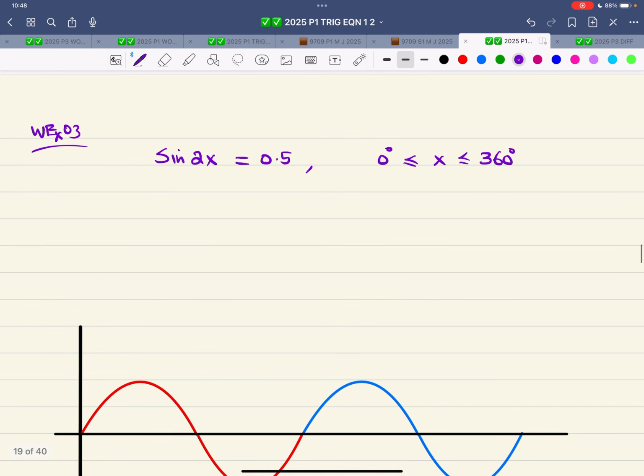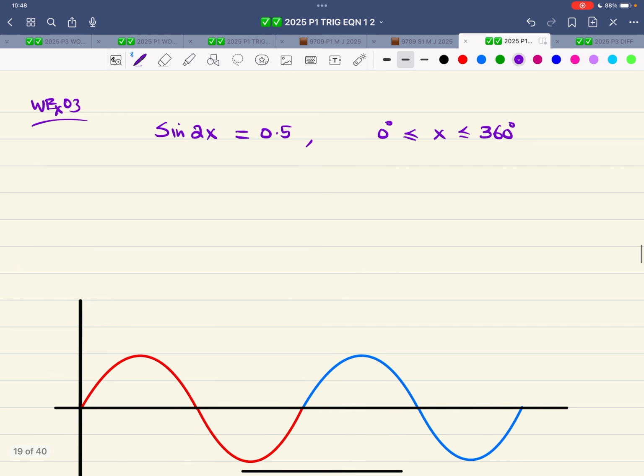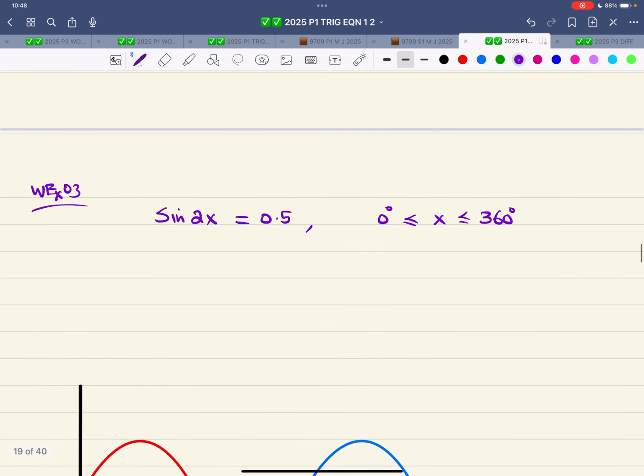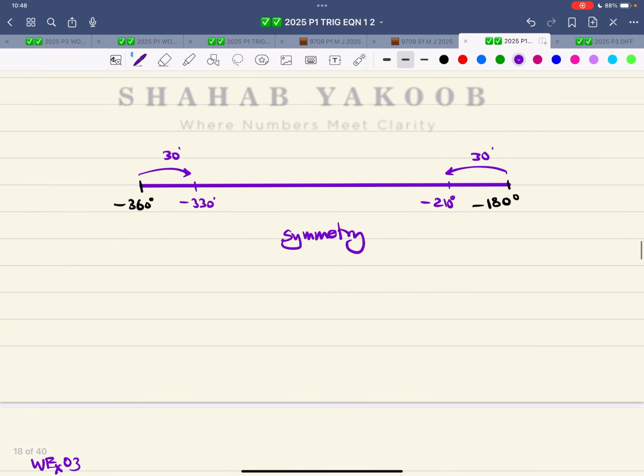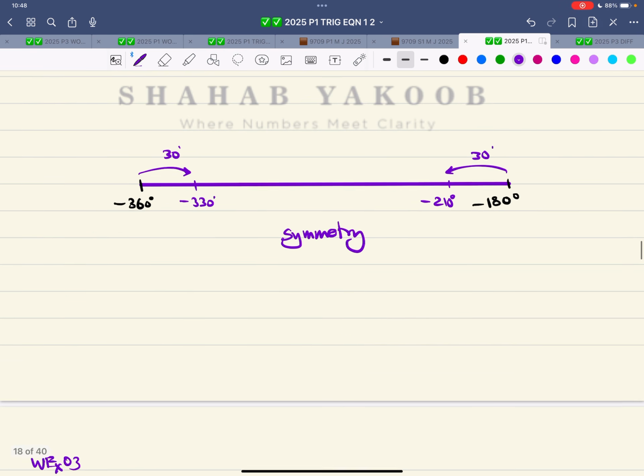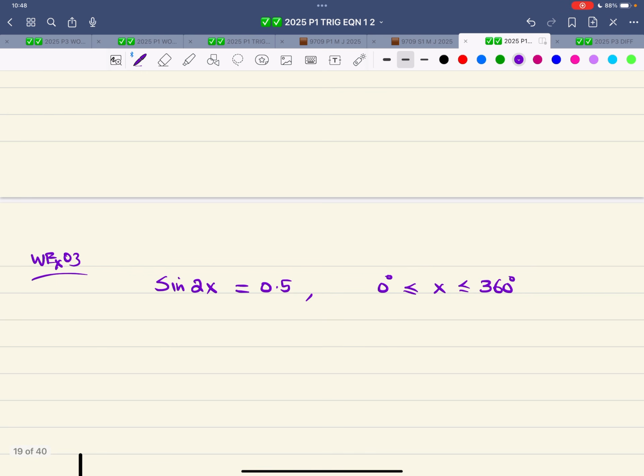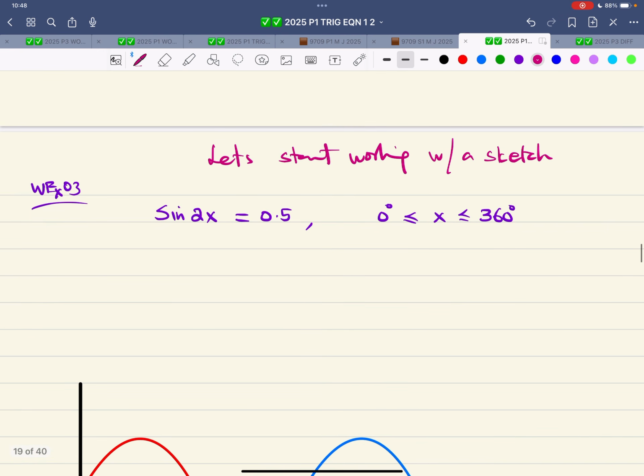Now worked example 3. What is this all about? So worked example 3, this time I'm flipping the technology. And what exactly technology am I flipping? This time, let me first work with sketch. So let's start working with a sketch. And of course, I'll be applying the concept of symmetry over here. So when I talk about sketch in relation to this, I'm talking about symmetry.